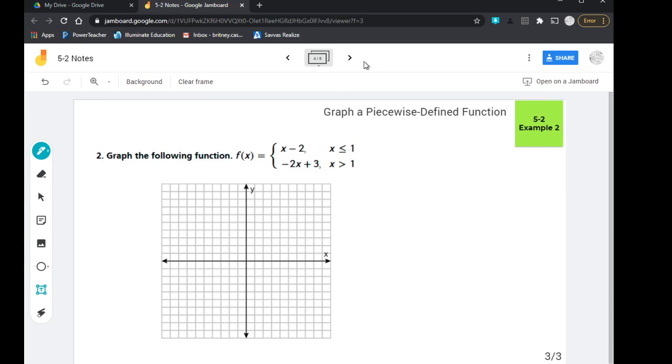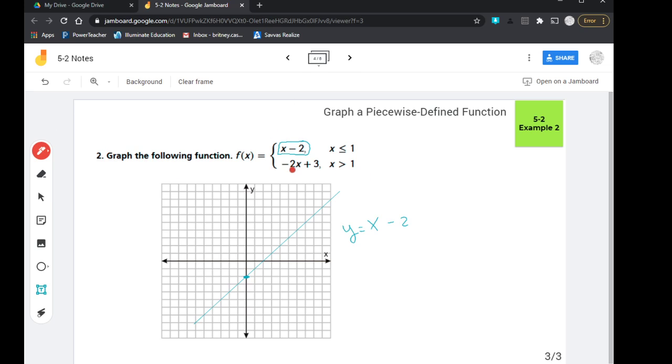Alright, so one last piece of this example. It just wants us to graph the function, so we're going to go ahead and practice that. So this one I'm calling blue. It's x minus 2, so y equals x minus 2. So I go down 2 on the y-axis, and with a slope of 1, this would graph like that.